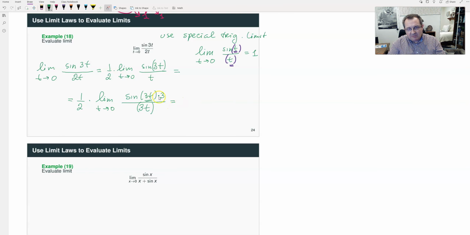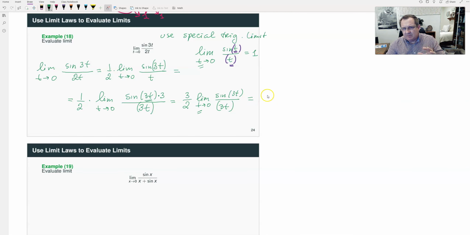Let me take that 3 and bring it outside. So I have 3 over 2, and I have the limit of sine of 3t divided by 3t, as t goes to 0. Now, I already have my pattern. The inside of the sine is the same expression as the denominator. The only thing that doesn't match is this t goes to 0. But here I can do my favorite trick.